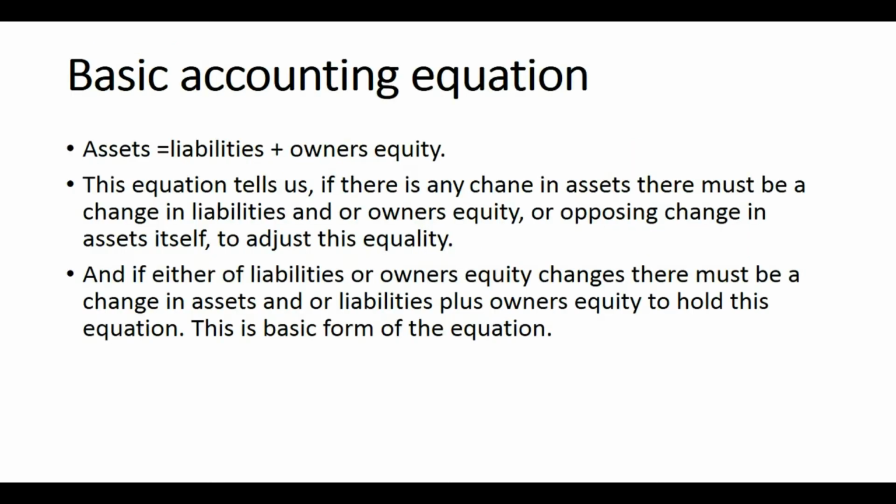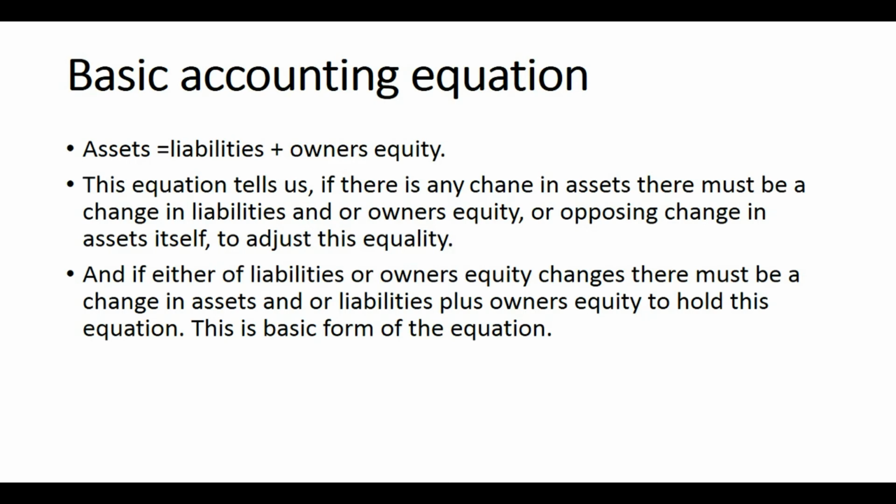LOS 23B. Explain the accounting equation in its basic and expanded form. Basic accounting equation tells us that assets are equal to liabilities plus owner's equity. This equation tells us if there is any change in assets, there must be a change in liabilities and or owner's equity, or opposing change in assets itself, to adjust this equality.